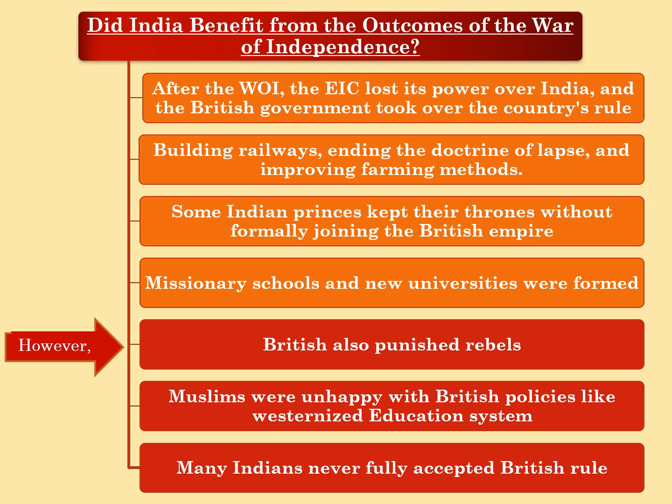Some Indian princes kept their throne without formally joining the British Empire, while missionary schools and new universities spread across the country. However, the British also punished rebels, exiling the last Mughal emperor and reducing the power of many princes, disrupting trade and business. Muslims were unhappy with British policies like education in English, and their schools suffered when British funding was withdrawn. Many Indians never fully accepted British rule, leading to growing doubts in Britain about their right to govern India.